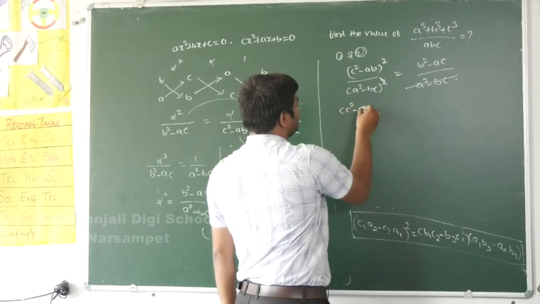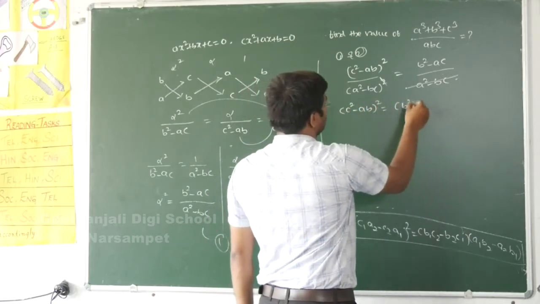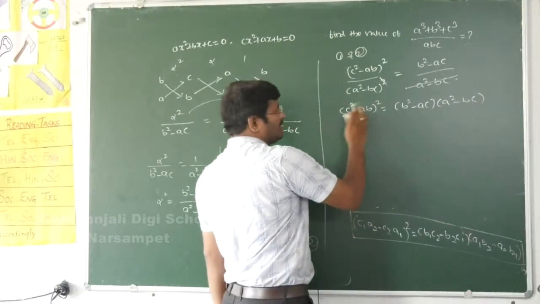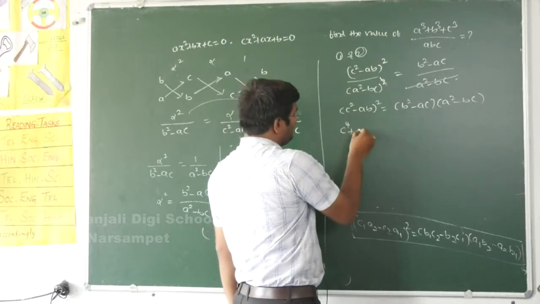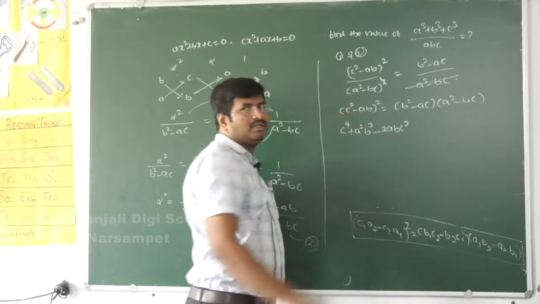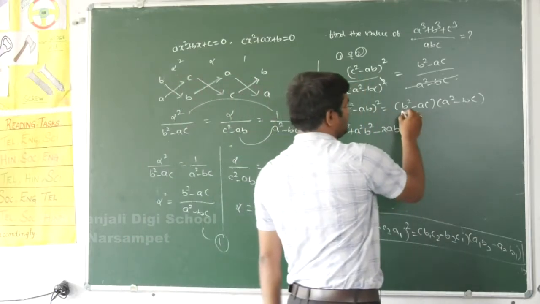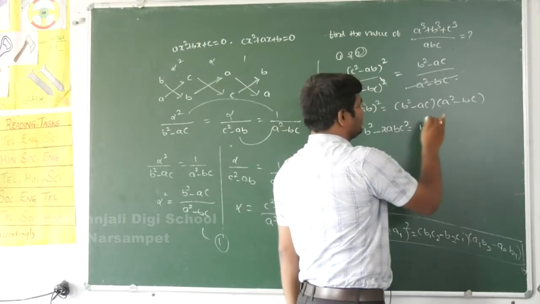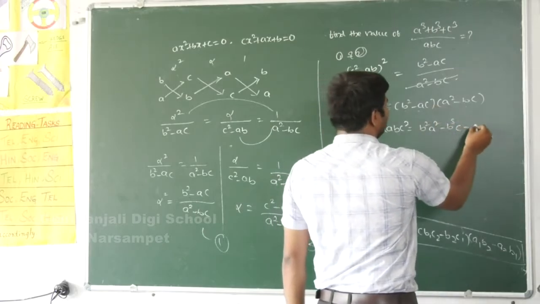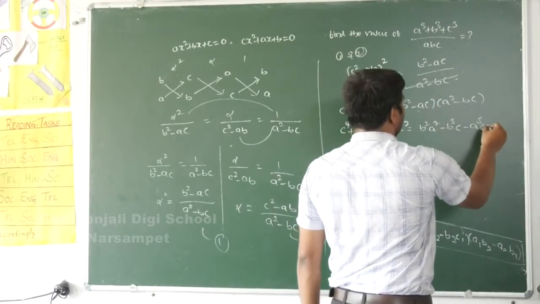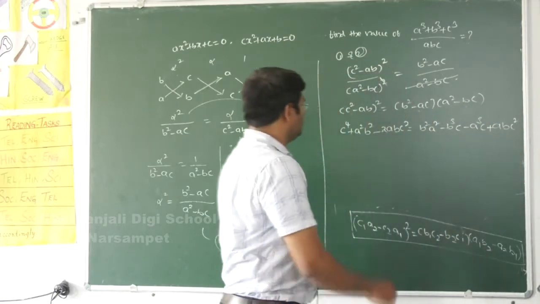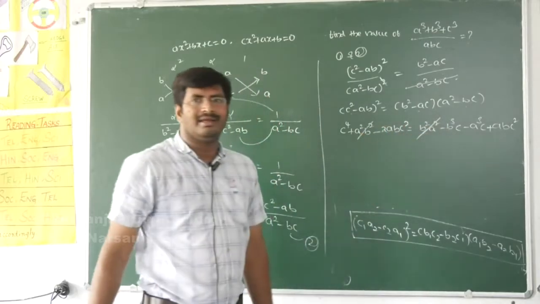Now c square minus ab whole square is equal to b square minus ac into a square minus bc. Expanding the left side: a square plus b square minus 2ab, all times c square. Now multiply the two terms on the right: b square into a square, b square into minus bc which is minus b cube c, minus ac into a square which is minus a cube c, minus ac into minus bc which is plus abc square. Now you will see a square b square cancel.